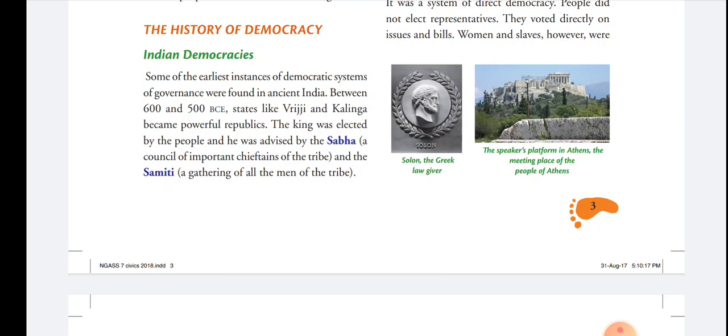So in India, democracy is not a new, modern idea. It was followed from ancient times, between 600 and 500 BCE.